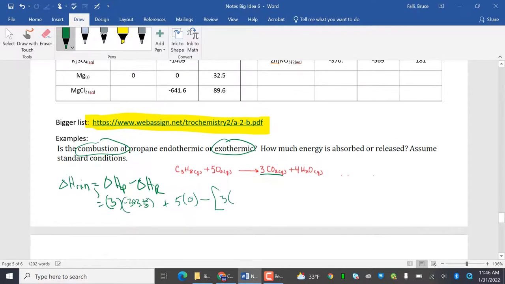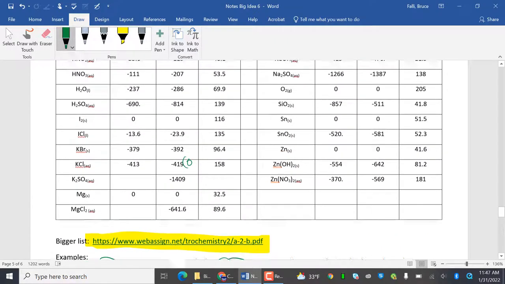Oh, you see what I did there? I already messed it up. I forgot it's products minus reactants. So this is 3 times CO2, and I apologize for this. Just to show you that this happens to the best of us. Plus 4, I got to put water in there. So CO2, check. And then I got to do 4 H2Os.